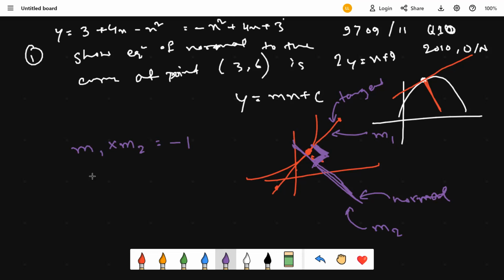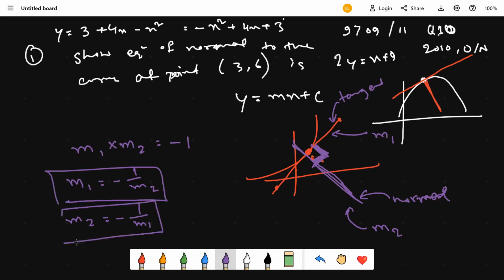Okay, that means m1 is actually -1 by m2. Similarly, m2 is -1 by m1. Just simply rearranging the equation. See, if we subject m1, m2 goes to the denominator of the right side, isn't it? That's what I wrote here. Similarly, if I just subject m2, m1 goes to the denominator of the right side, isn't it? So I just simply subjected it.